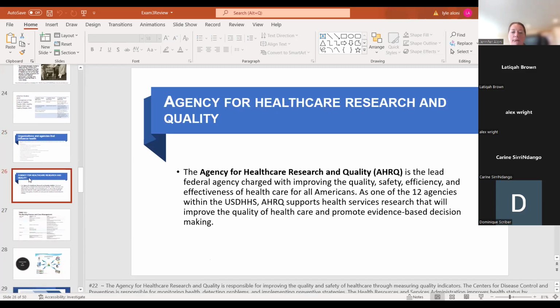All right, Agency for Healthcare Research and Quality is another organization that we see that's pretty important. And what we do is we look at this for quality and effectiveness, safety, research and quality. And so we know that it supports research. It says right there.